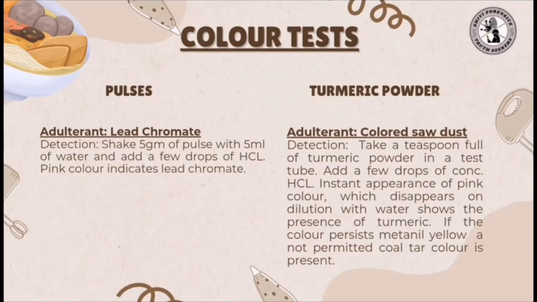Next, turmeric powder. To check for presence of any colored sawdust, we take a teaspoonful of turmeric powder in a test tube to which concentrated HCl is added. Instant appearance of pink color, which disappears on dilution with water, shows the presence of turmeric. If the color still persists, metanil yellow, which is a non-permitted coal tar color, might be present.